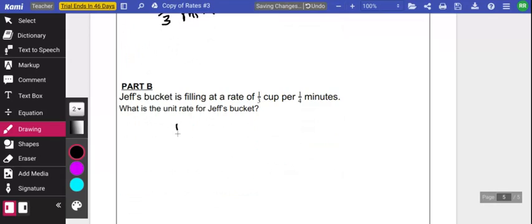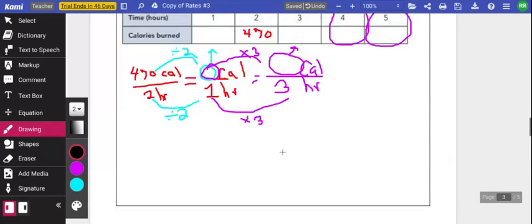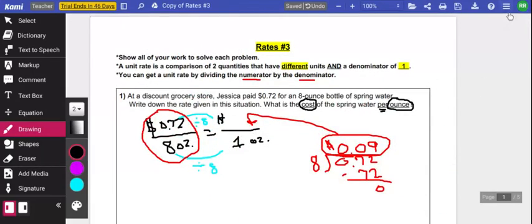Jeff's bucket is 1/3 cup per 1/4 minute. To get the unit rate, take top number divided by bottom number. Okay, once you have their unit rates, you're going to compare them and say whose bucket is filling faster, and you would circle that answer. Okay, once you've shown all of your work, you can click Turn In.